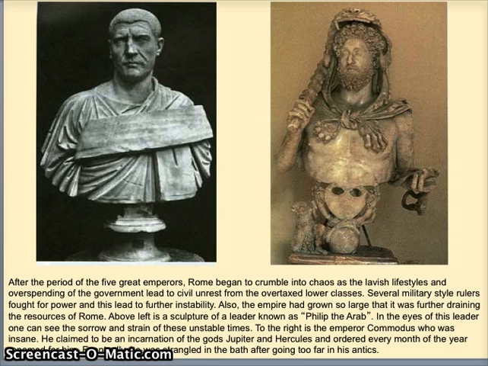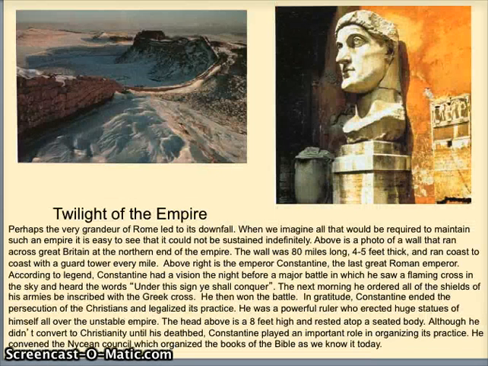To the right is the Emperor Commodus, who was insane. He was truly insane. He claimed to be an incarnation of the gods Jupiter and Hercules, and he ordered every month of the year to be named for him. So it would be like Commodus, Commodus, Commodus, Commodus every month. Eventually, he was strangled in the bath by a woman after going too far in his crazy antics. Now let's look at the twilight of the Roman Empire.